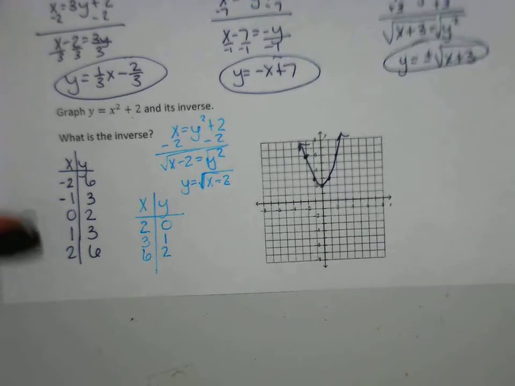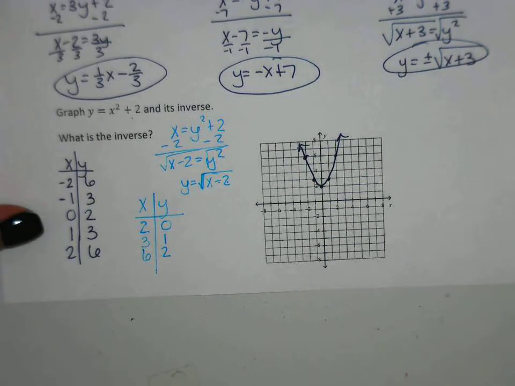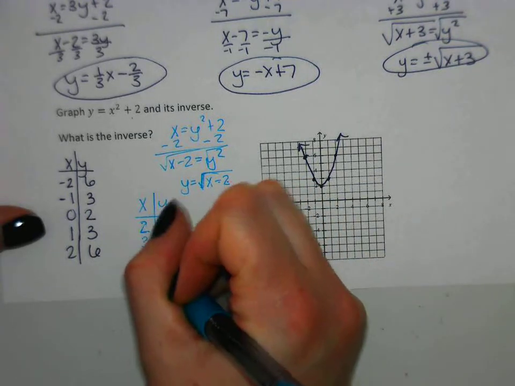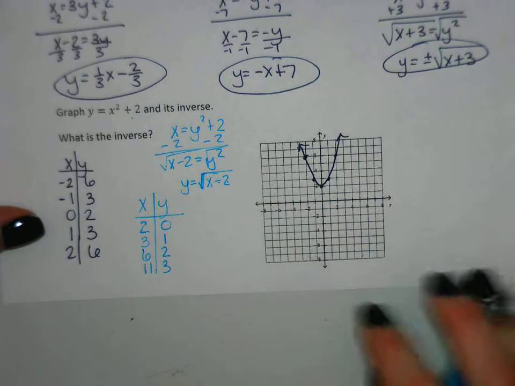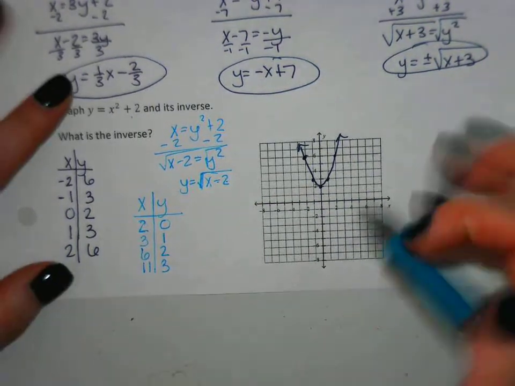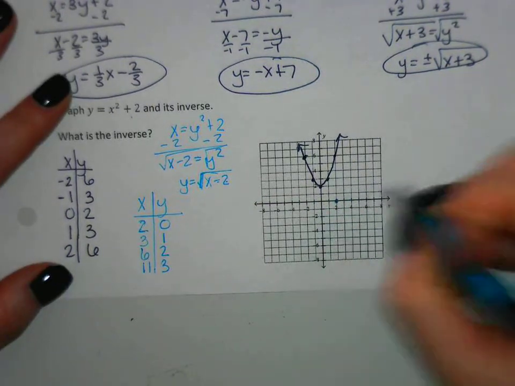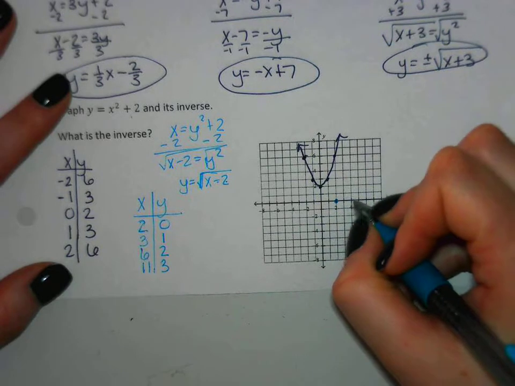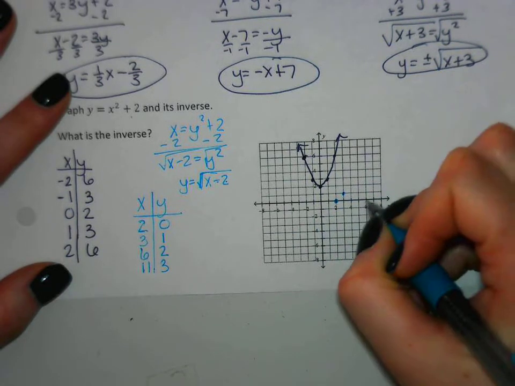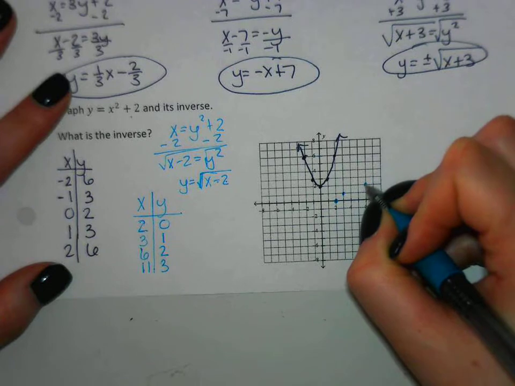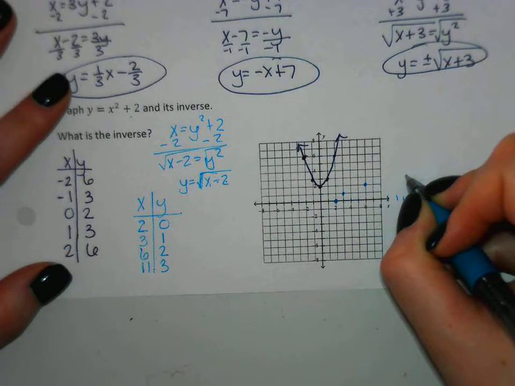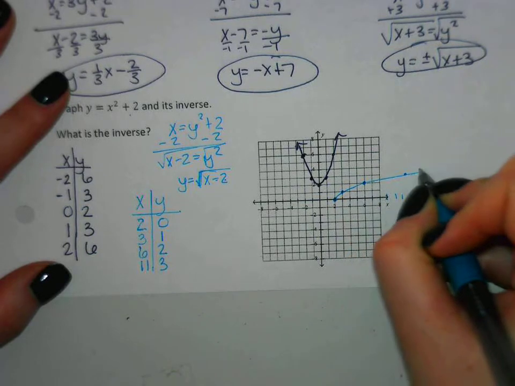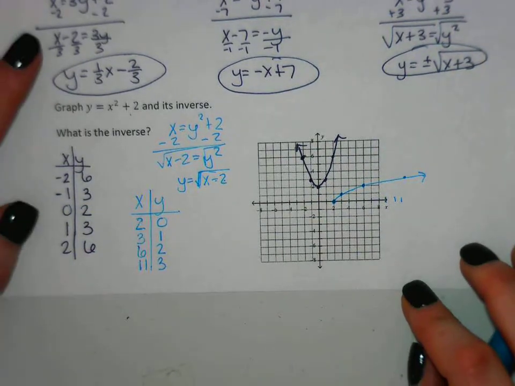Then let's do 11. 11 minus 2 is 9. The square root of 9 is 3. So if we graph this, we're at (2, 0), (3, 1), (6, 2), and (11, 3). So there's our inverse.